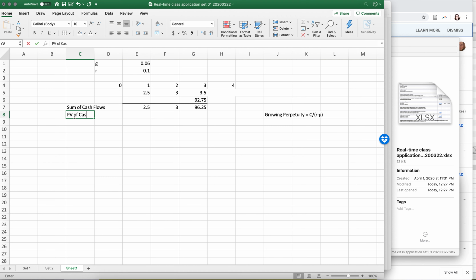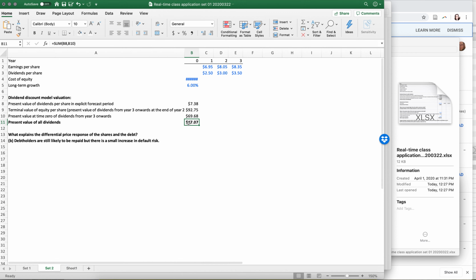the PV of the cash flows, lock the cell to the power of the number of years. You guys should be completely used to this. And then the NPV is going to equal the sum of all of these cash flows. And it is $77.07. And that is the answer that Professor Hall gets on his solution set as well.